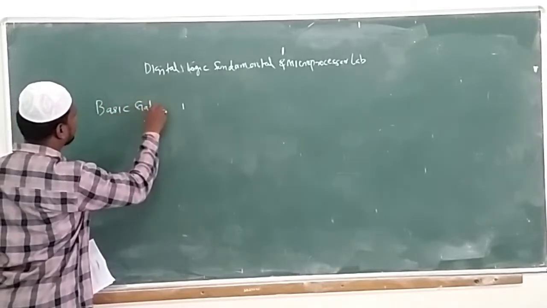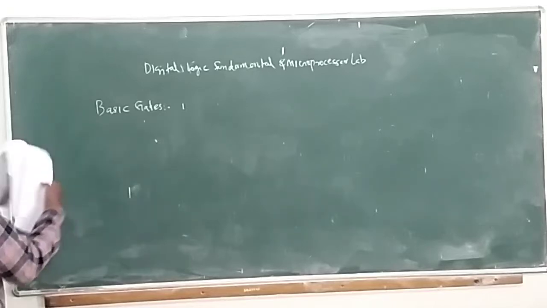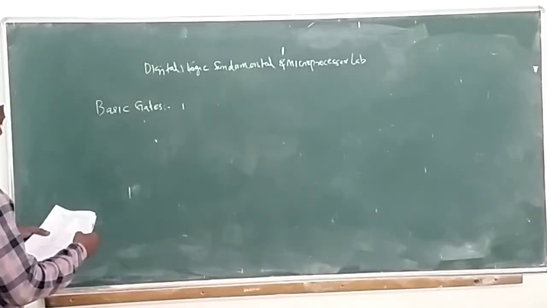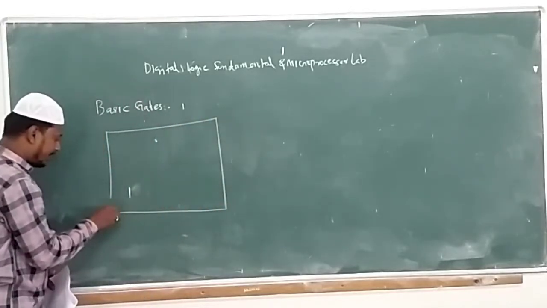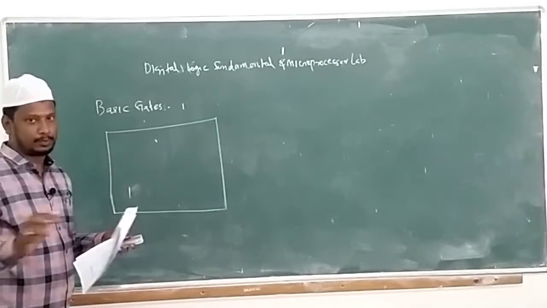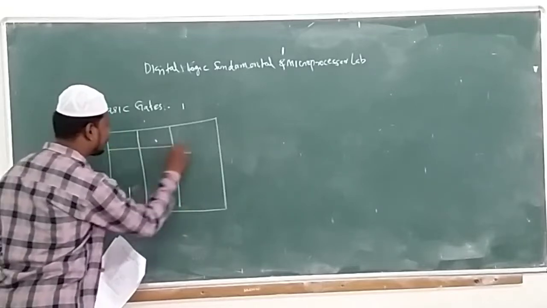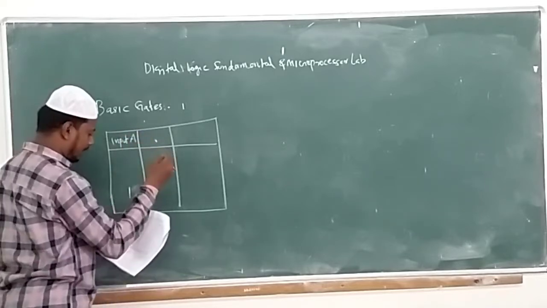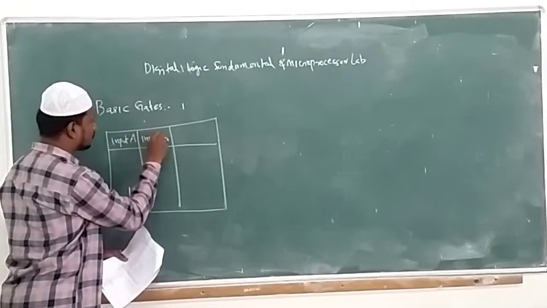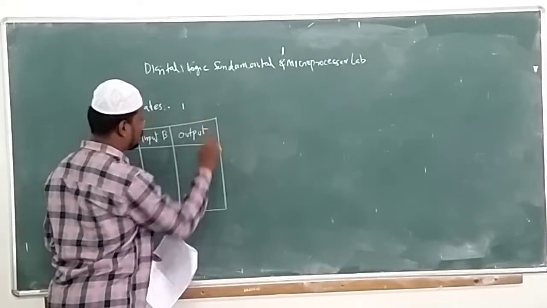For the basic gates, you can use a table. This is a truth table. You can understand the three truth tables where the output is displayed. First, I will divide the categories: you enter input A, and again input B, and the last one is the output.